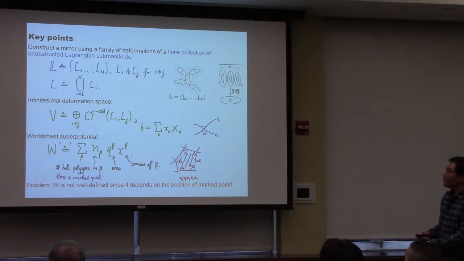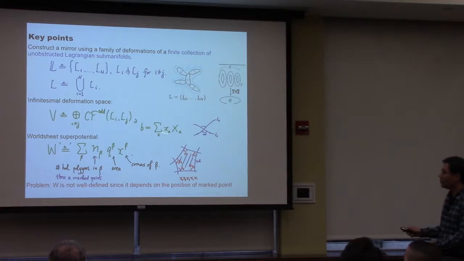And then we take the infinitesimal deformation space, which is recorded by the odd degree Floer theory of each pair of Lagrangians. We just take this vector space and consider the linear combination of that. So this is an element in the vector space, of odd degree, and this picture draws an example of an odd degree deformation. In contrast to SYZ, which considers deformation of Lagrangian torus fibers, we consider deformation of this collection of Lagrangian immersions.